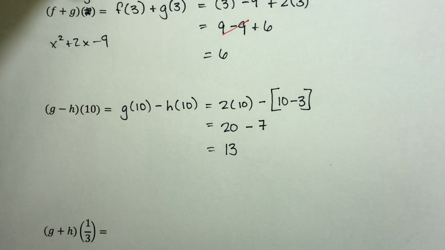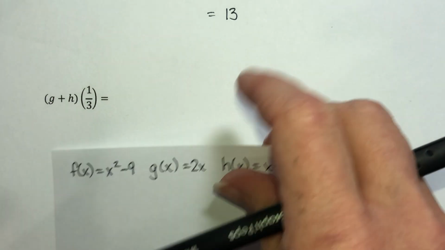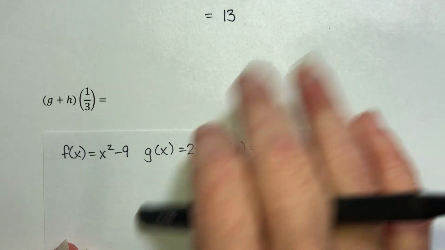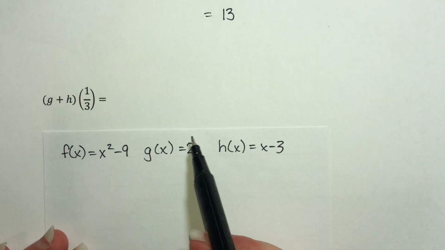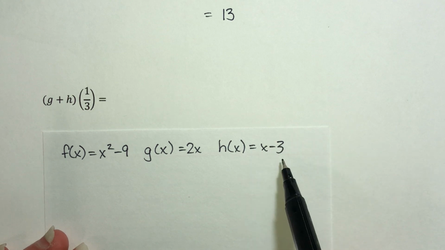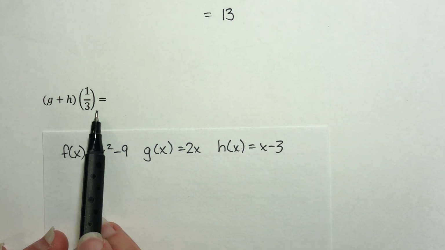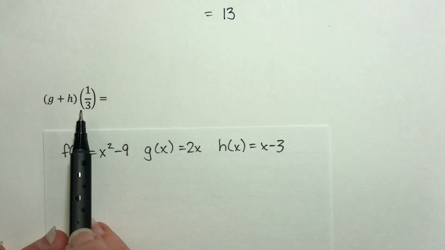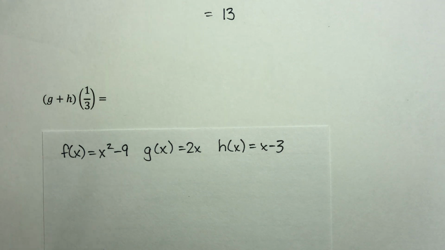Now let's look at this last one. I have g plus h of 1/3. Okay, I've got a fraction here. I'm not necessarily liking it too much. I can find g of 1/3, plugging that in here, find h of 1/3, plugging it all in here, and then see what I get. But maybe because it's a fraction and I don't want to plug it in very much, maybe I want to combine them first. That way I don't have to deal with fractions quite as much.